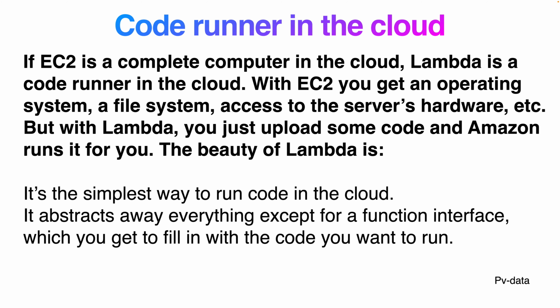So, code running in the cloud. If EC2 is a complete computer in the cloud, Lambda is a code runner in the cloud. With EC2, you get an operating system, file system, access to the server hardware, etc. But in Lambda, you just upload some code and Amazon runs it for you. So it's just small code. EC2 is like a complete computer system. The beauty of Lambda is that it's the simplest way to run code in the cloud. It abstracts away everything except the function interface, which you fill in with the code you want to run. So it's just code you want to run on the cloud.